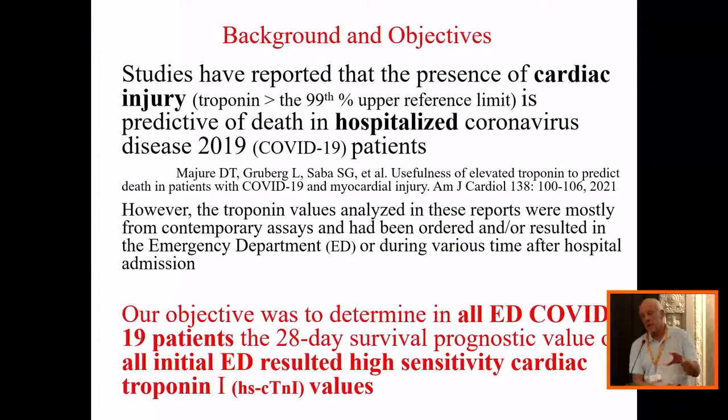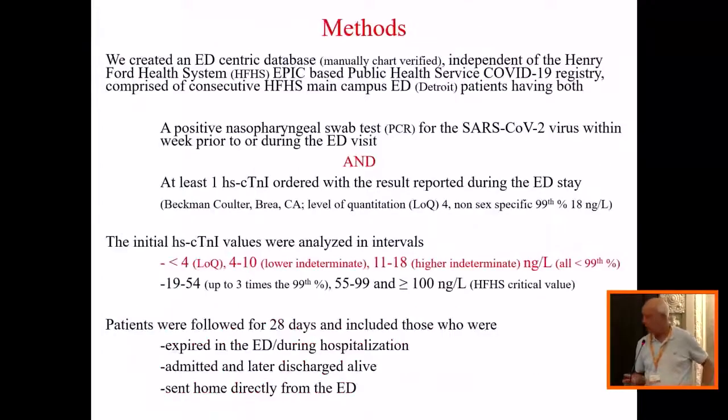But the troponins in these studies were mostly contemporary, and they were either drawn in the ED, a day after admission, or 2 days after admission. It really varied. So what we wanted to do was look at all ED COVID positive patients and look at their 28-day survival based on the initial high sensitivity cardiac troponin I that was drawn and reported in the ED. So every one of these patients had a troponin at presentation in the ED.